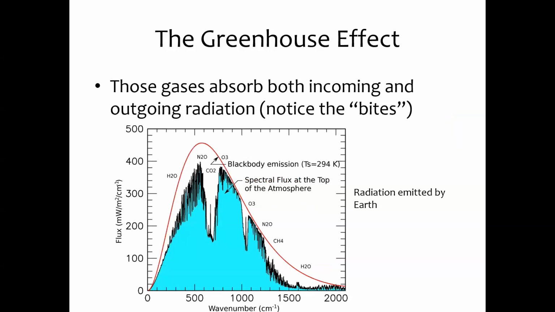Now, this is the radiation emitted by Earth. This is what we would emit just based on our average temperature in this curve right here. And so the big bites that are taken out of this are radiation that would otherwise leave to space and cool Earth because it's leaving, but instead got absorbed by certain gases, by CO2, by ozone, by methane, by water. Because of these big bites, Earth is not losing as much radiation as it otherwise would.